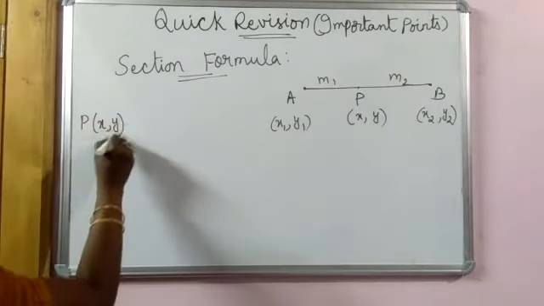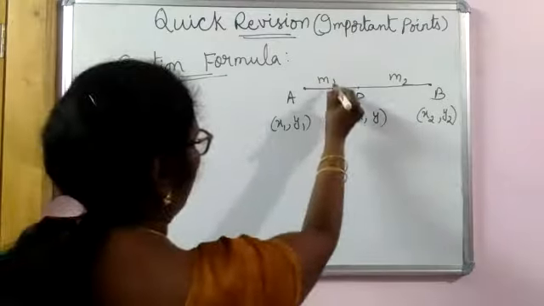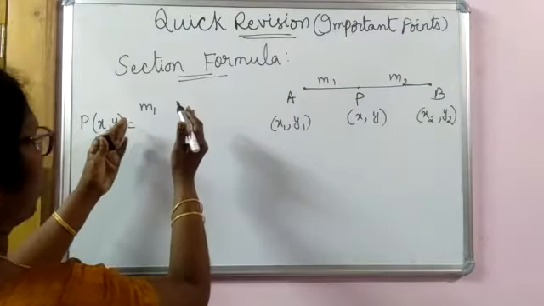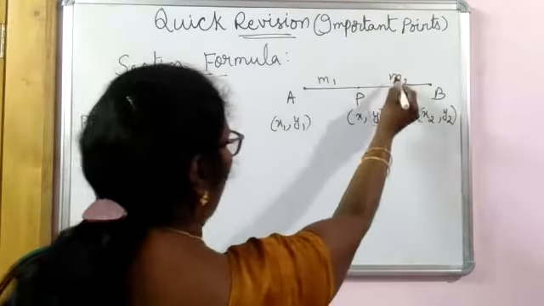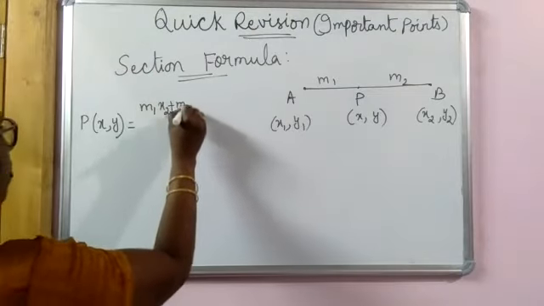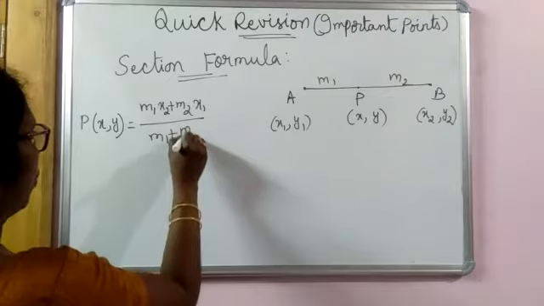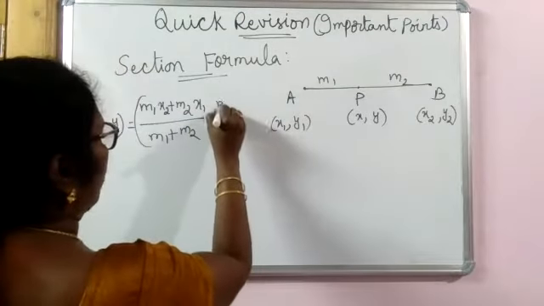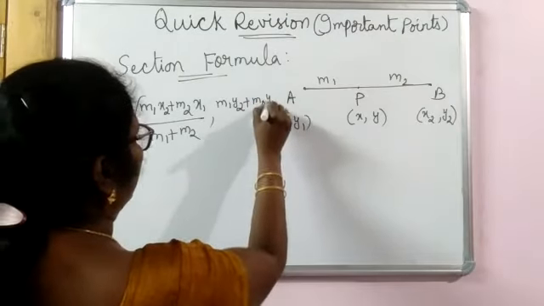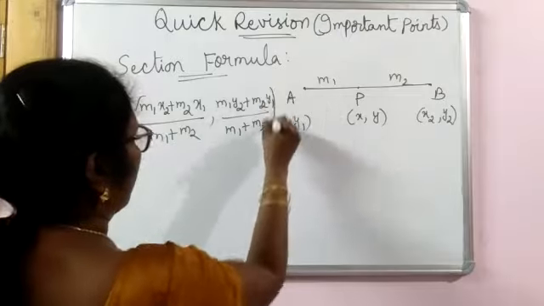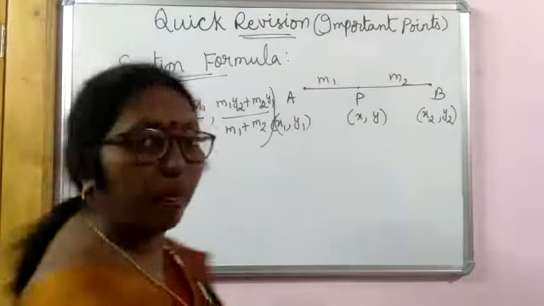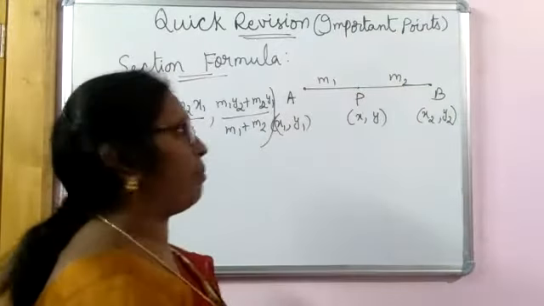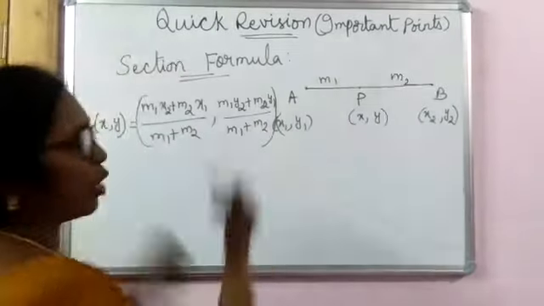The coordinates of P are as follows. Remember, m1, x2. Just remember like this. Not m1, x1, but m1, x2. For the x coordinate, m1 x2 plus m2 x1 by m1 plus m2 gives you the x coordinate of point P. Next, in the same way, m1 y2 plus m2 y1 by m1 plus m2 gives you the y coordinate of the point. If you know the coordinates of A and B, and also the ratio in which the point divides the line segment, the direct formula is this.